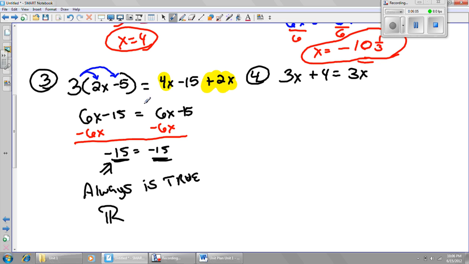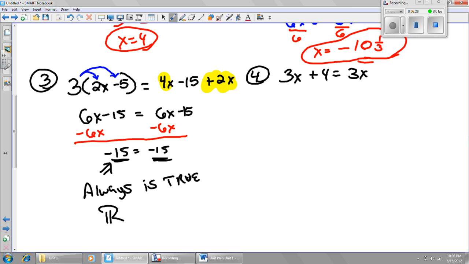You could pick 1, you could pick negative 5, you could pick 2/3, you could pick a googol. If you don't know what a googol is, it's a 1 followed by 100 zeros. You could pick pi. Pi is a real number. Any real number you pick, you put in for x, you will get a true statement. x can be any real number.